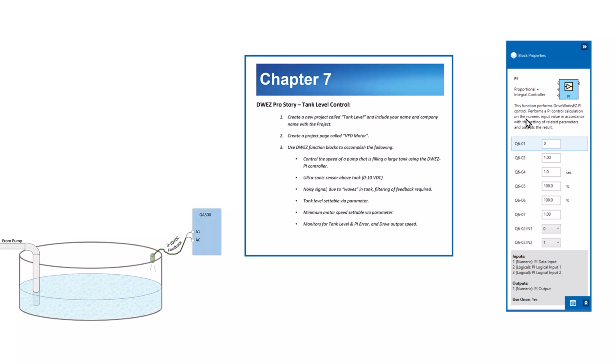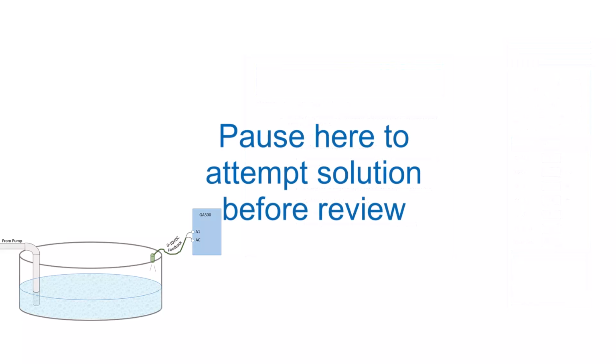The tank depth feedback will be an ultrasonic sensor mounted above the tank, sending the drive a 0 to 10 volts DC signal. The depth feedback will be noisy due to waves in the tank, so filtering of the feedback is required. The optimum tank level will be settable via a Q parameter. Minimum motor speed will also be settable via a Q parameter. Include monitors for tank level, PI error, and drive output speed.